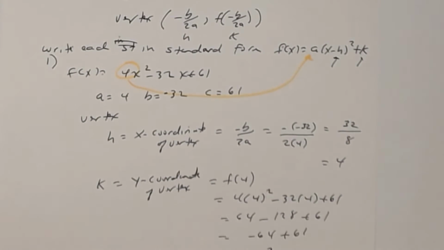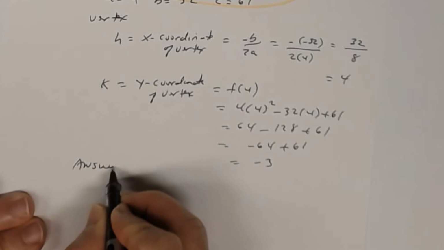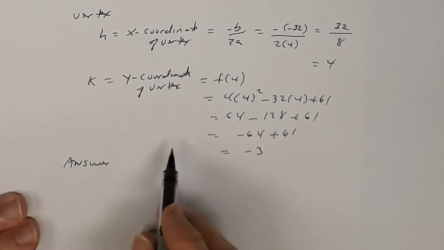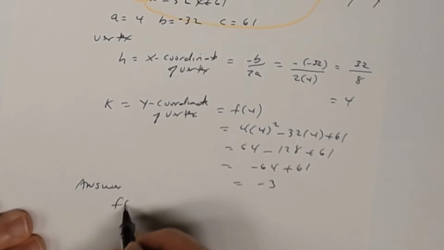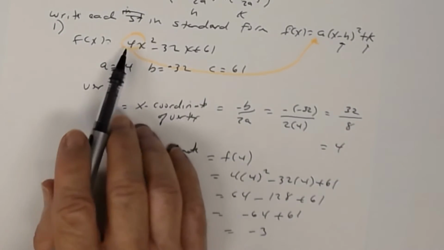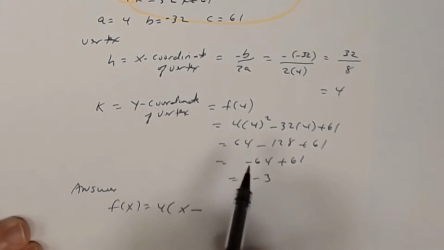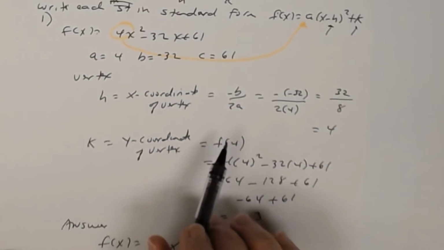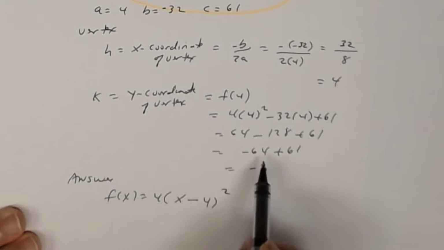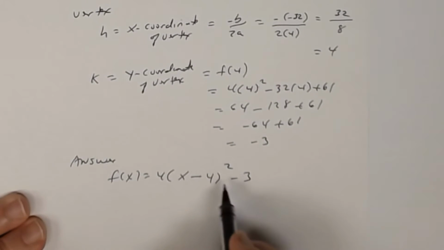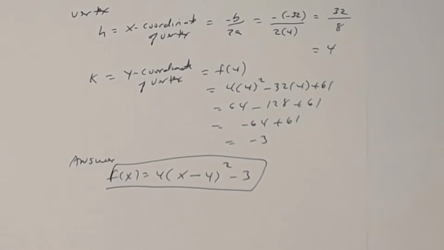And so therefore the answer, and remember you're going to have to simplify. So let's do this first. You want to write f of x in this form. So f of x equals a, which we now know is 4, times (x minus h, which in this case is 4) squared, and then plus k, and k is negative 3, so write it as minus 3. And so there's your answer. That's all you do. So that's just using the vertex formula.